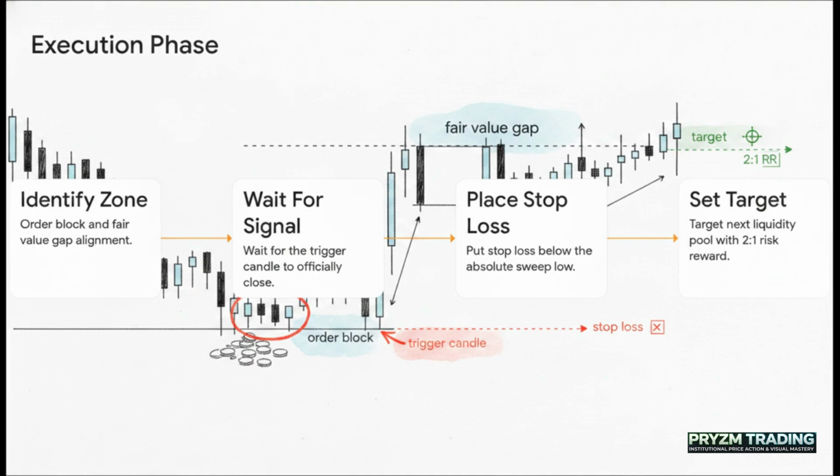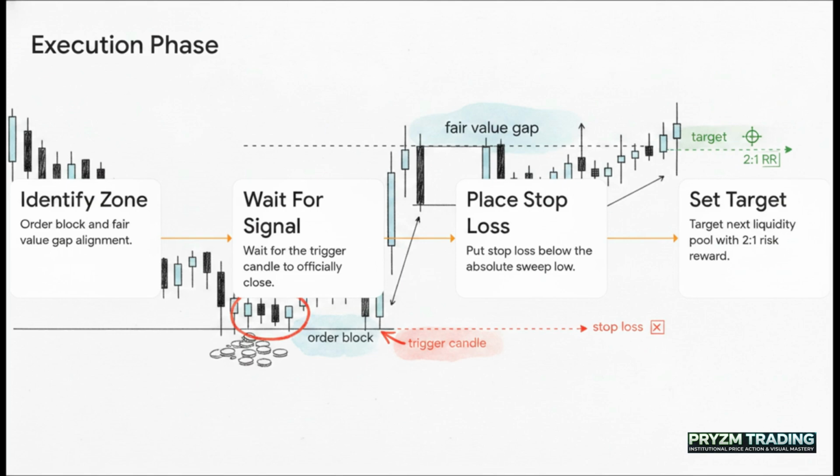Step 4 is nailing down your entry zone. Once that reclaim happens, look for the order block, which is that consolidation zone right before the sweep launched, and the fair value gap we talked about earlier. If both of those line up at the same price level, boom, that is your highest quality entry zone. You wait for price to pull back right into it, then step 5 is waiting for the trigger candle. Step 6 is placing your stop, and step 7 is setting your target.